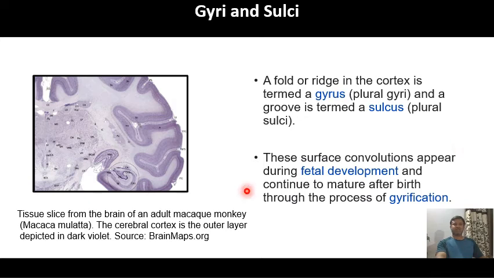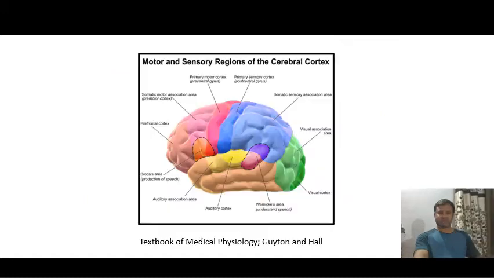This is the structure of a tissue slice from the brain of an adult macaque monkey. The cerebral cortex is the outer layer. Source is brainmap.org. This is the structure where I have just shown the two main areas. One is Wernicke's area, shown here, which is called the understanding area, and another is Broca's area, which is present in the frontal lobe.